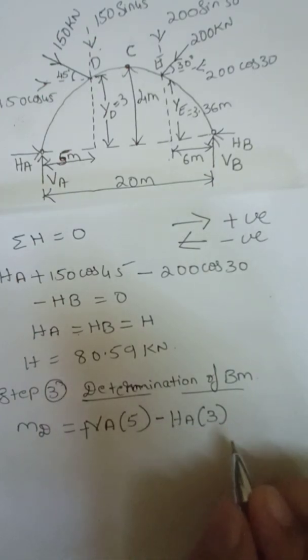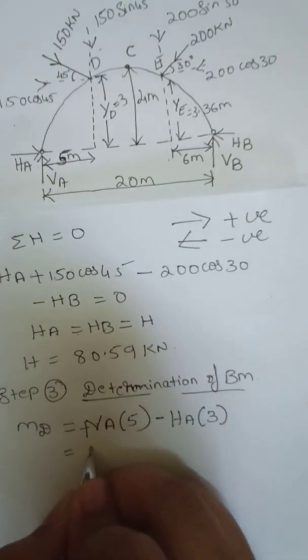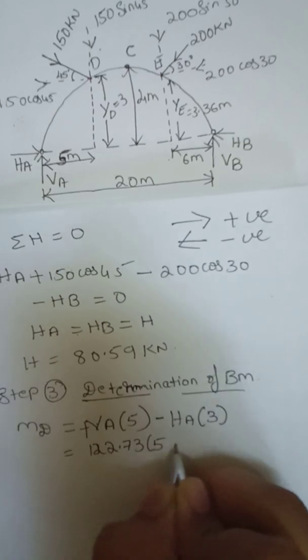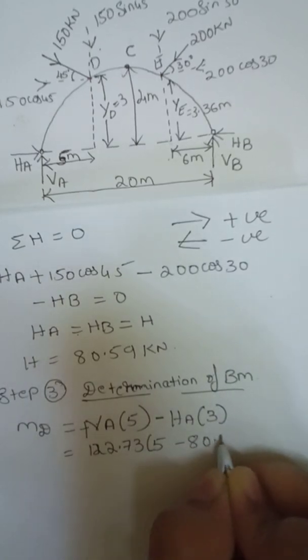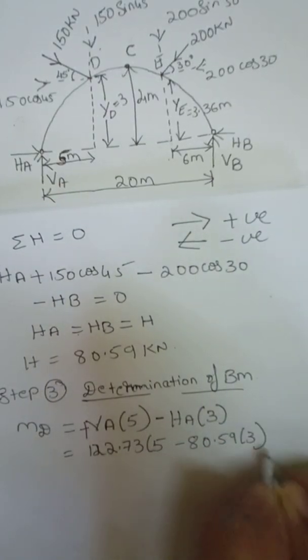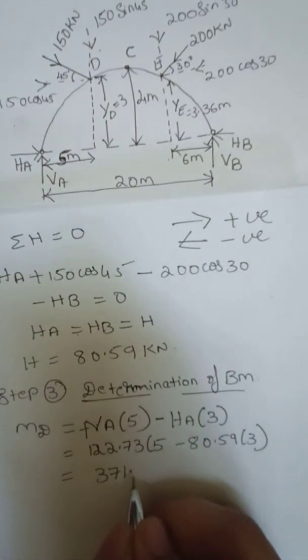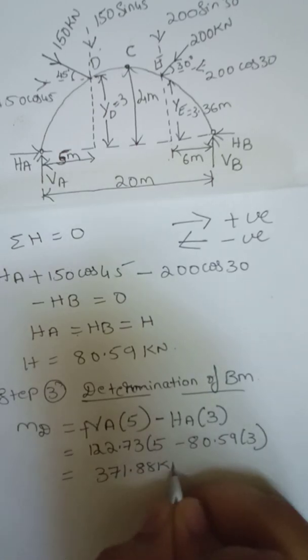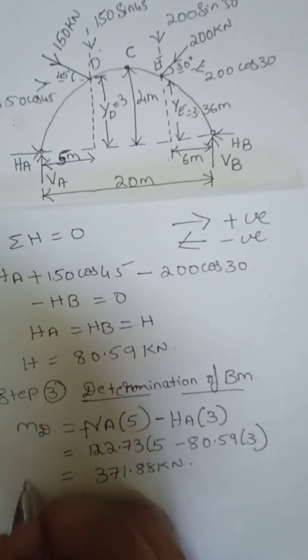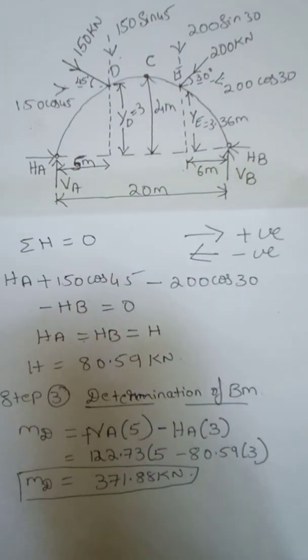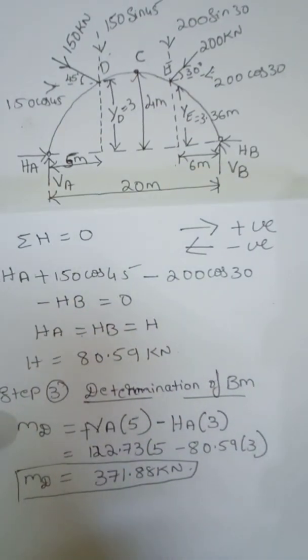If I substitute that, I have the value of VA as 122.73 into 5 minus the HA value of 80.59 into 3. If I simplify that, I'll get the value as 371.88 kilonewton meter. This is a positive value, and this is the value of the bending moment at point D.